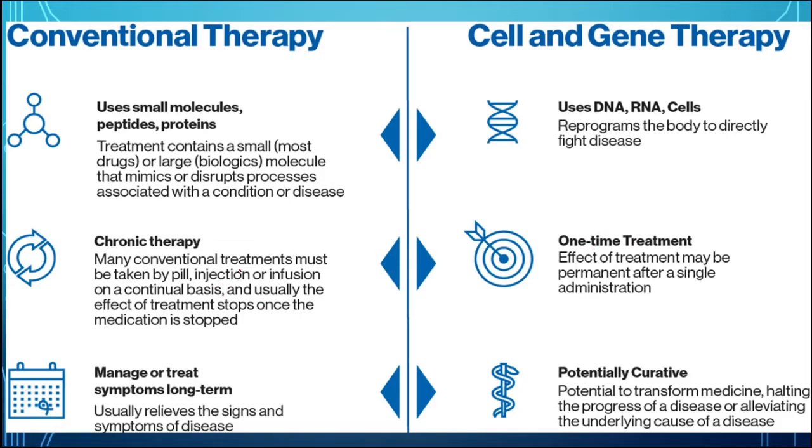That means here again and again injection or infusion or pills is required, whereas here the treatment may be permanent after a single administration. That's why it is known as one-time treatment. Now conventional therapy manages or treats symptoms long term, whereas here it is potentially curative, and in this way these are the comparisons between conventional therapy and cell and gene therapy. And this gene therapy is an application of biotechnology.